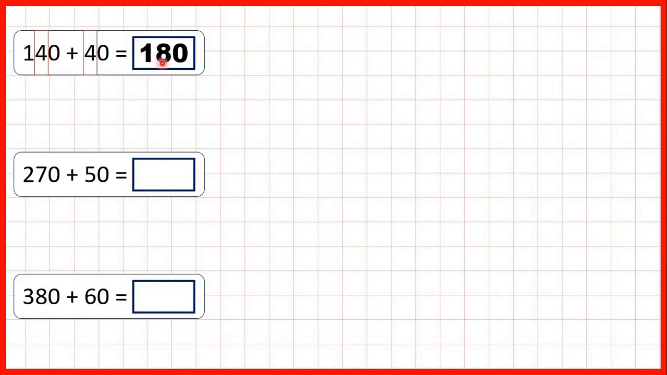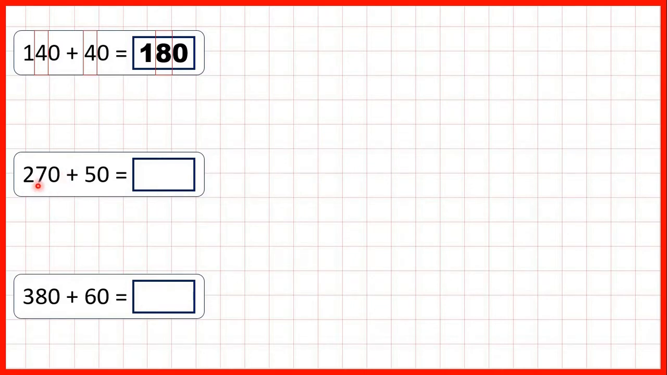So in our answer, we have 8 tens, but our other digits stay the same. So we still have a 1 as our hundreds digit, and we have a 0 as our ones digit. Because we start with 0 ones, we're adding 0 ones, so we have 0 ones in our answer. If we're adding 2 multiples of 10, so 2 numbers that end in a 0, our answer will be a multiple of 10 as well.